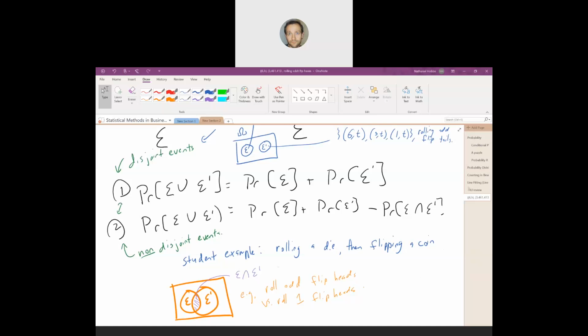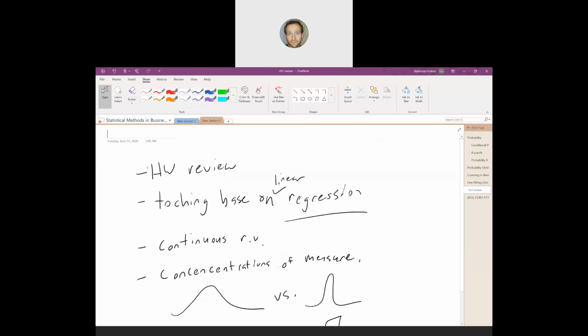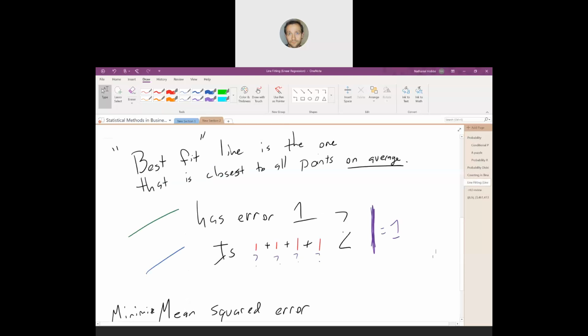Okay, well, then let's continue. So we've done homework review. Let me go ahead and touch base really quick on linear regression because we threw this in at the very last minute from last lecture.